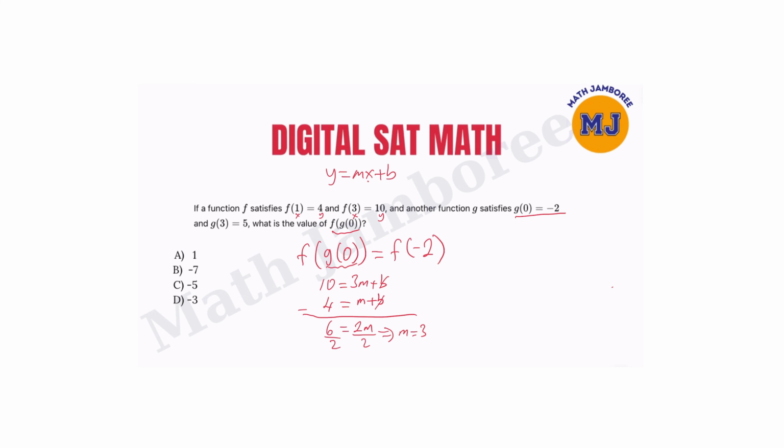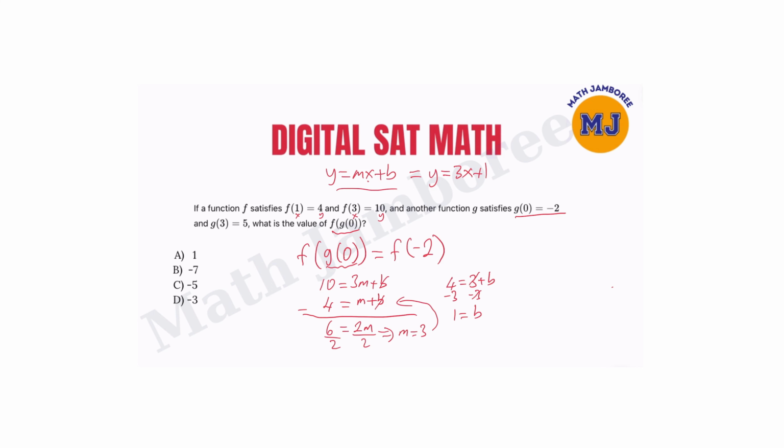To find the value of b, I will use one of the equations. Let's use this one to substitute the value of m. So 4 is equal to m, which is 3, plus b. Take away 3 from both sides. So b is 1. So our function, f function, if you will rewrite it again, is equal to y equals 3x plus 1.